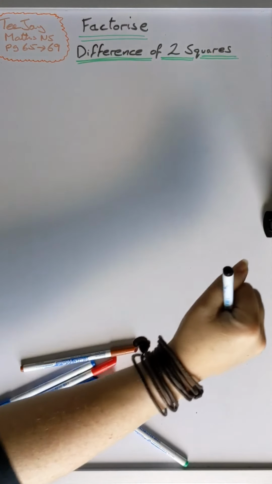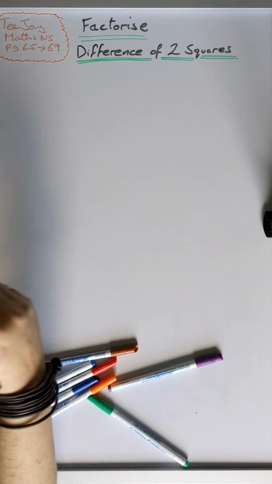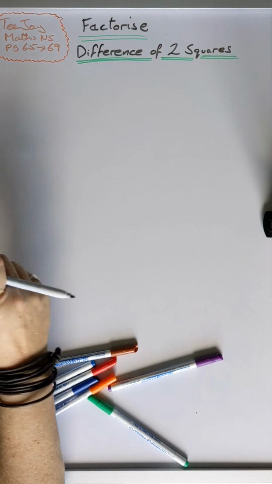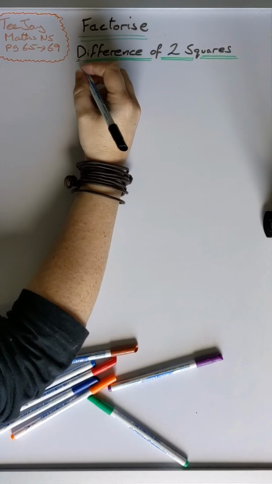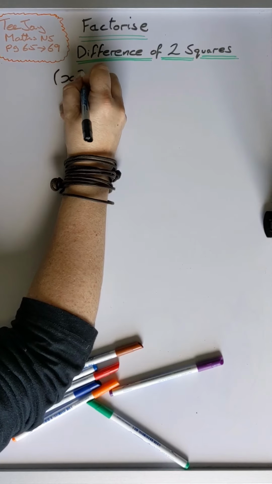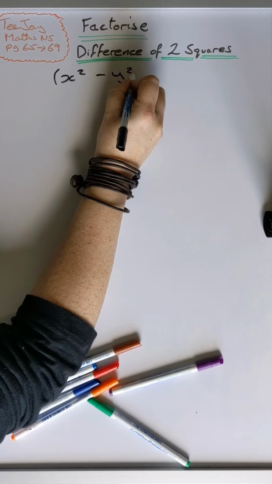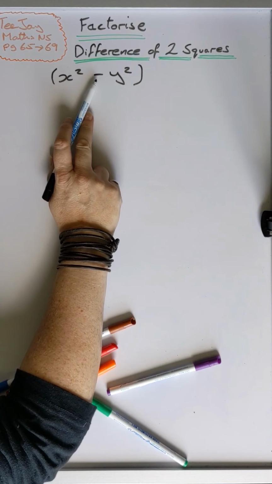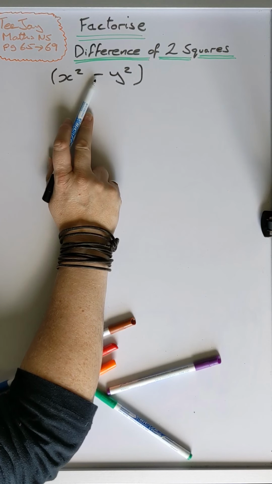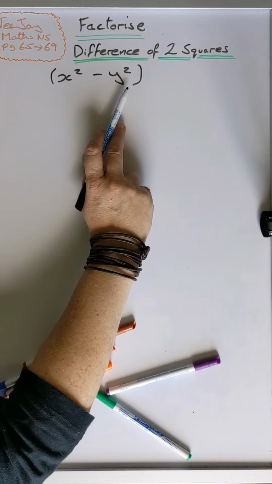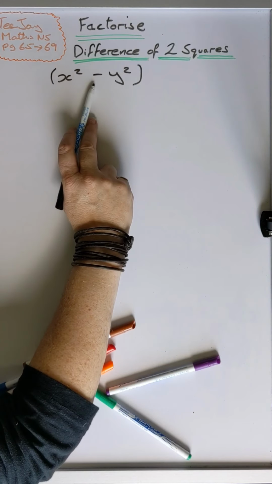In this video we're going to discuss a special case of factorising. It's known as the difference of two squares. So if we have x squared minus y squared, what we have is two square numbers being taken away. A difference is another name for take away. So you must have two squares and you must have a takeaway.